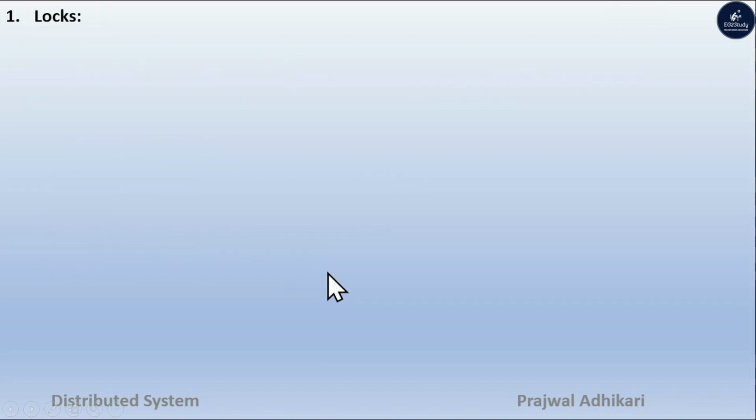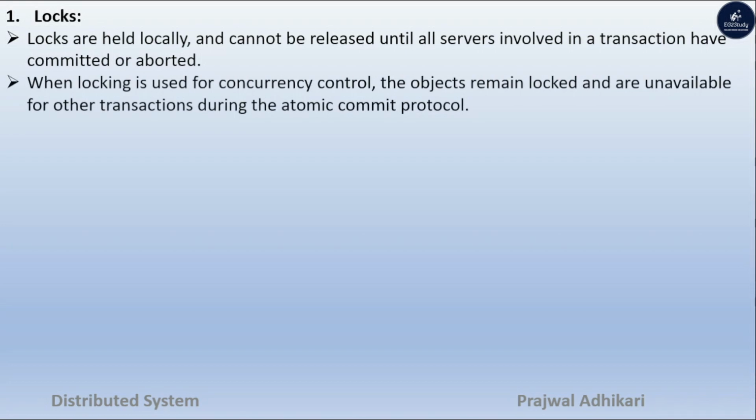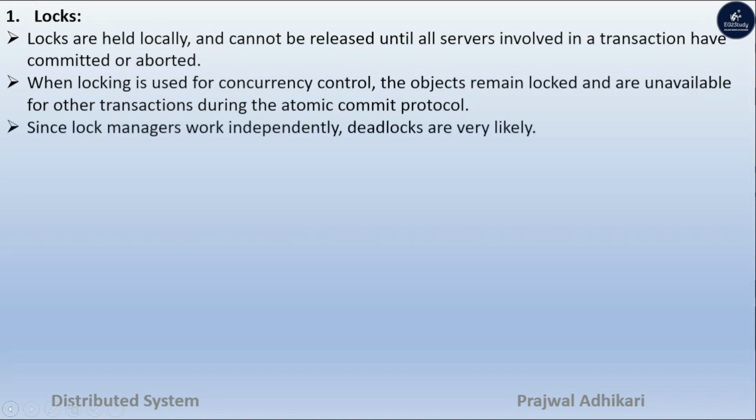At first, locks. Locks are held locally and cannot be released until all servers involved in a transaction have committed or aborted. When locking is used for concurrency control, the objects remain locked and are unavailable for other transactions during the atomic commit protocol. Since lock managers work independently, deadlocks are very likely.